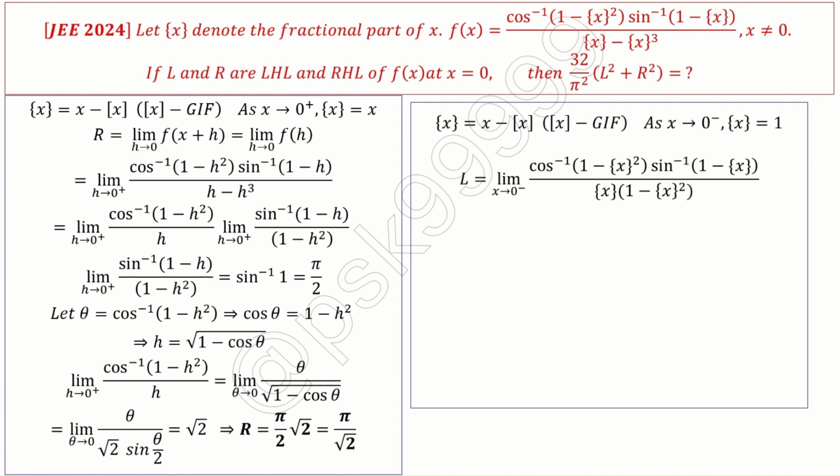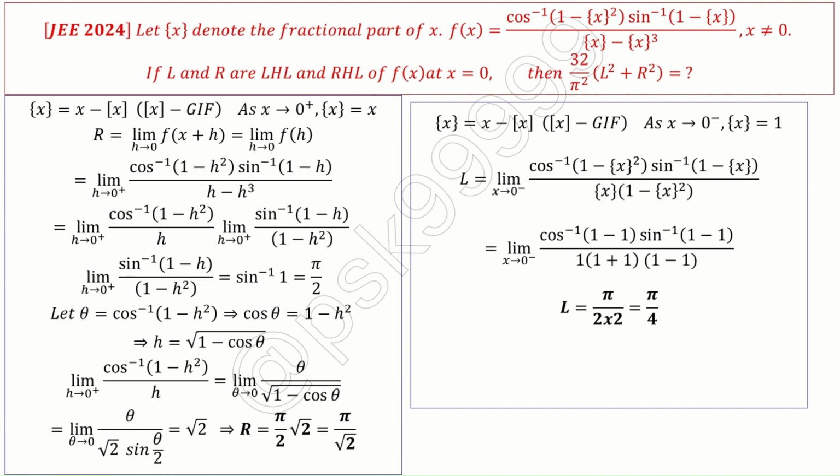Now my L is equal to the limit x tends to 0 minus of cos inverse of 1 minus fractional x square, and sin inverse of 1 minus fractional x, divided by x into 1 minus fractional x into 1 minus fractional x square. Once I know this, this is very simple. This part, sin inverse of 1 minus fractional x, 1 minus 1 basically, this part is 1, because the limit is tending to x equal to 0. So this is 0 by 0 form, sin x by x form basically. So this is 1, and the second part is cos inverse of 0 divided by 1 plus 2 divided by 1 into 2 basically.